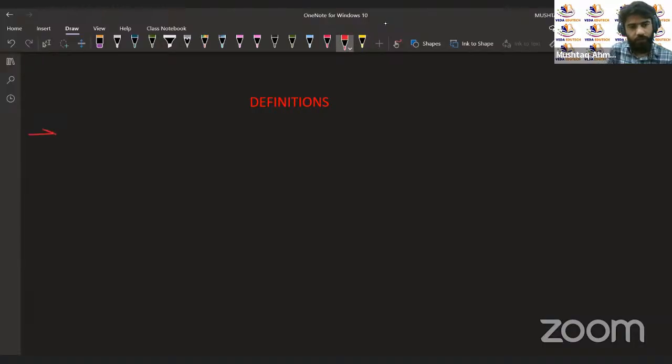So one of the definitions we study is uniform velocity, right? So uniform velocity is nothing but, we can say, constant velocity, right?